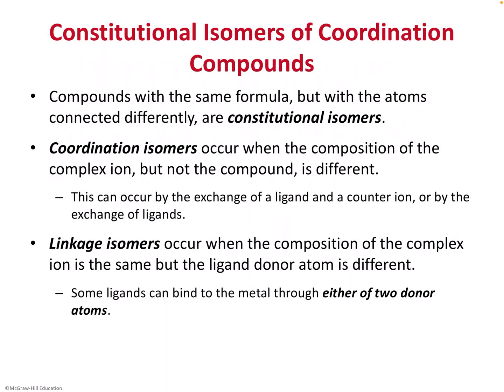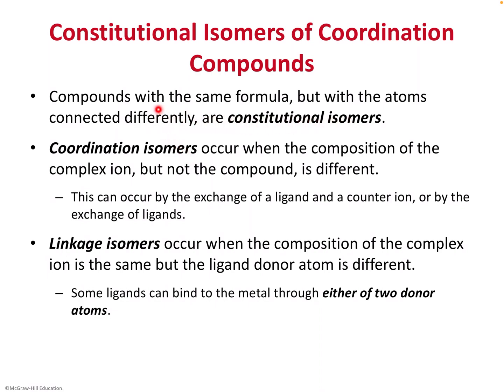Right. So that's how you would name coordination compounds. Constitutional isomers of coordination compounds. Compounds with the same formula but with the atoms connected differently are constitutional isomers. Coordination isomers occur when the composition of the complex ion but not the compound is different. This can occur by the exchange of a ligand and a counter ion or by the exchange of ligands. So there are 2 types of isomers, constitutional isomers and coordination isomers.